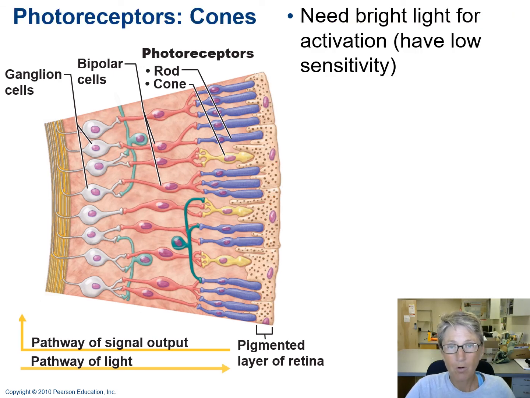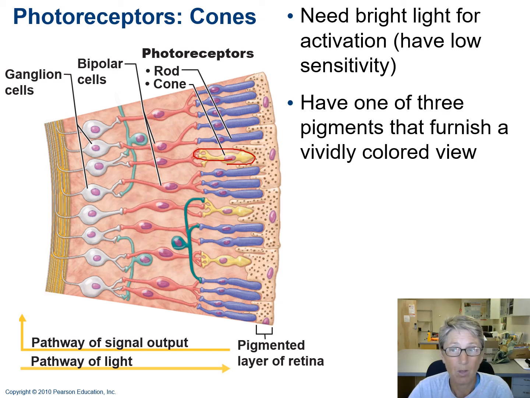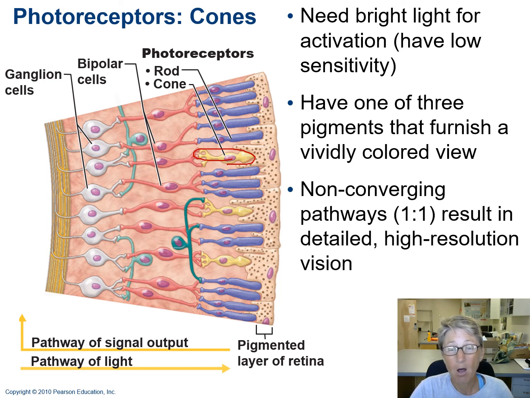The photoreceptors called the cones need bright light to be activated. So here's a cone. They have really low sensitivity, so they need really bright light to stimulate them. They have one of three pigments that gives you a colored view of the world. And they have non-converging pathways. They do a one-to-one synapse. So here is a cone. Well, where's a better one? This is a better cartoon. Here's a cone doing a one-to-one synapse here with a bipolar cell.